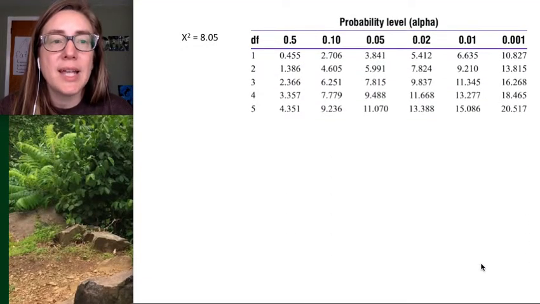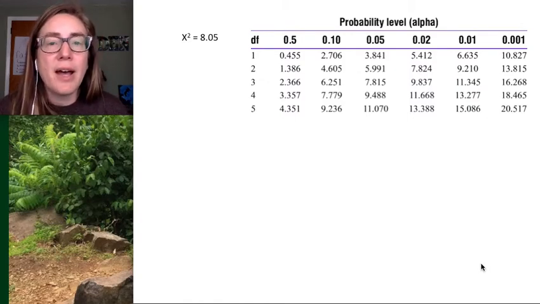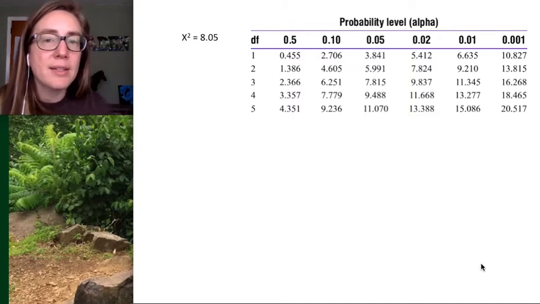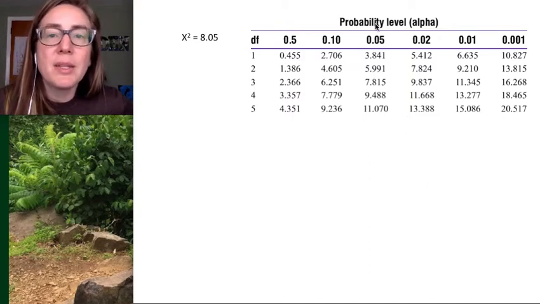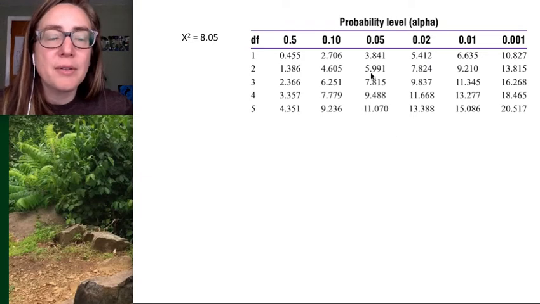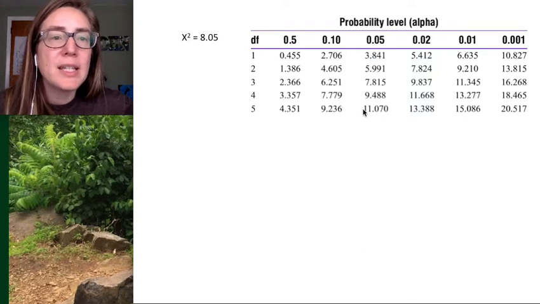You're going to use this table or a table similar to this. I'll post one on the Fly Lab where this is located to figure out what the critical value is. In this class, we're going to be using the probability level of 0.05, meaning that with 95% certainty, we can say that those two values are significantly identical to one another.